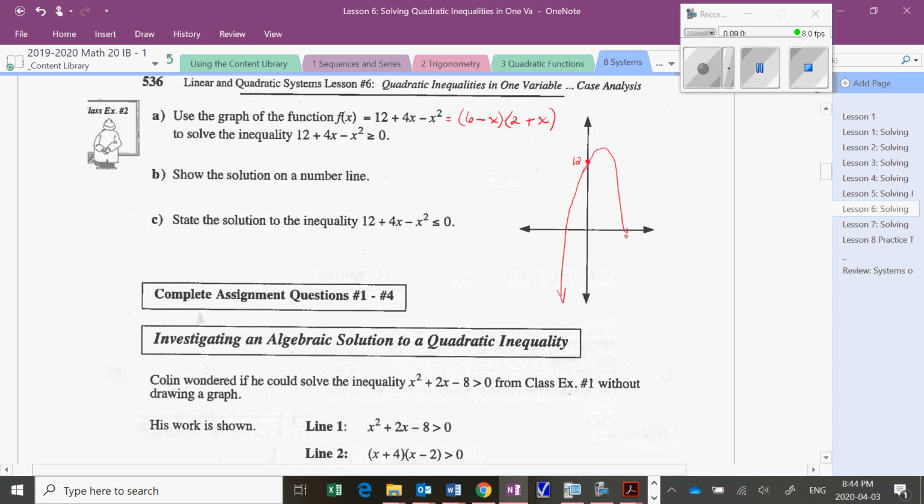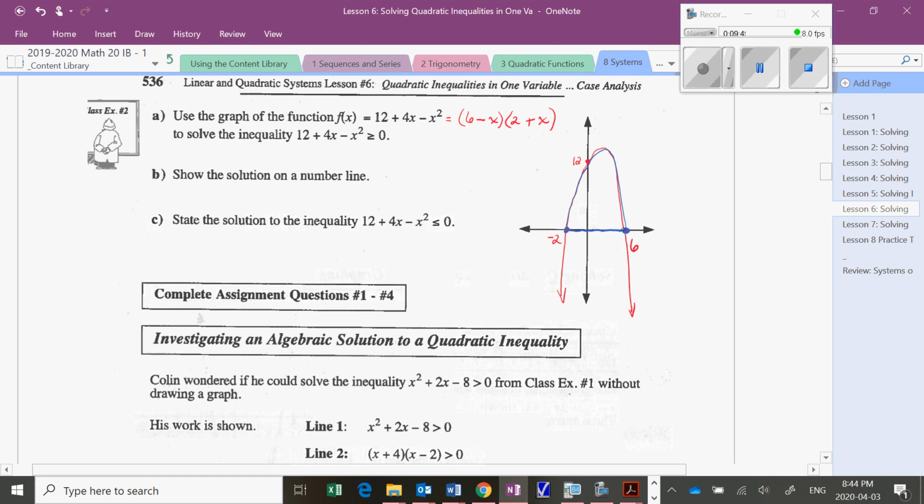Through here, where that is negative 2 and that is 6. So now, using the inequality 12 plus 4x minus x squared greater than or equal to 0, simply it's asking, for what x values is the quadratic greater than or equal to 0? Here's a section that is greater than or equal to 0, above the x-axis. So what are the values that give us that? It is everything in that middle interval.